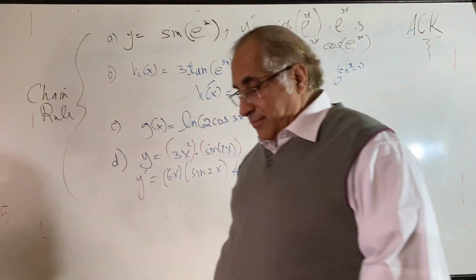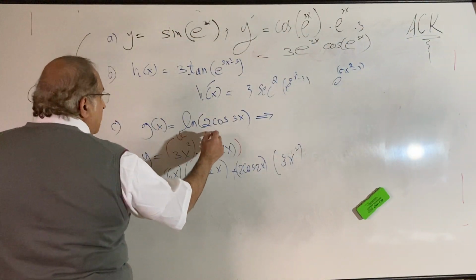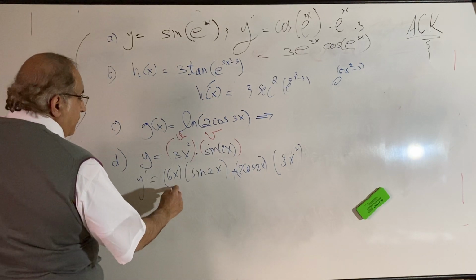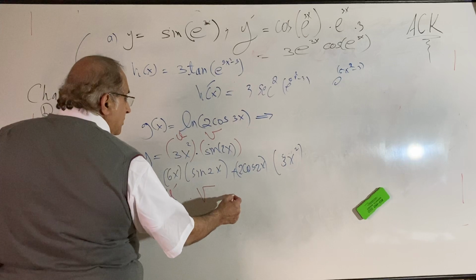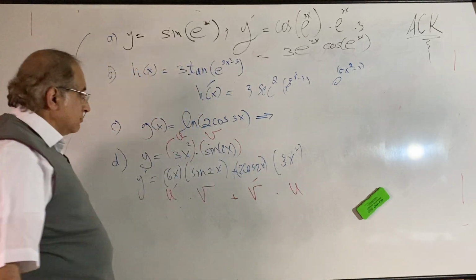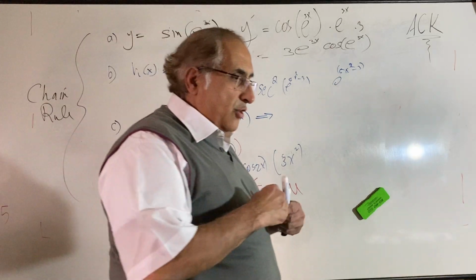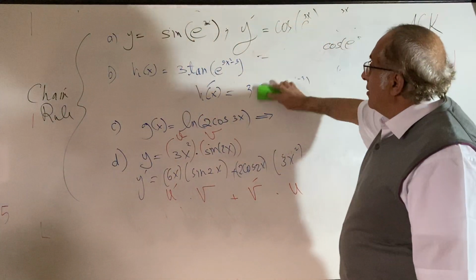So, ladies and gentlemen, if I tell you this is u, this is v, derivative of the first times the second, plus derivative of the second times the first. We won't give you the rule because you get to use that. All right? You remember that one now?